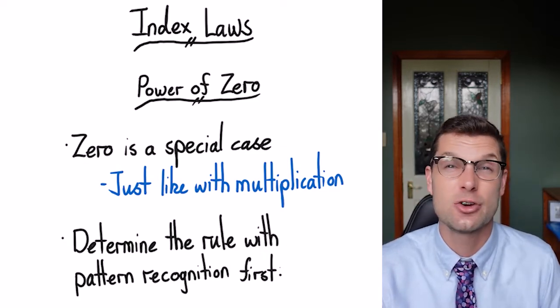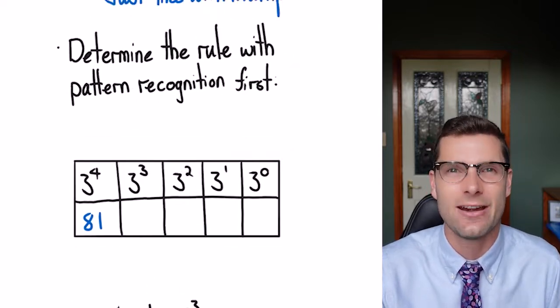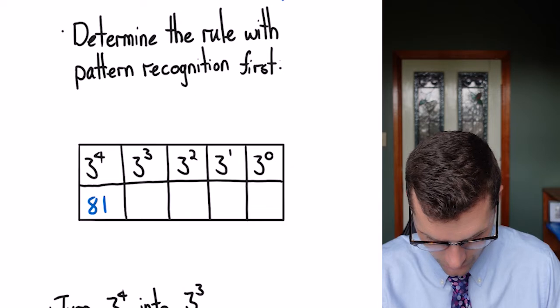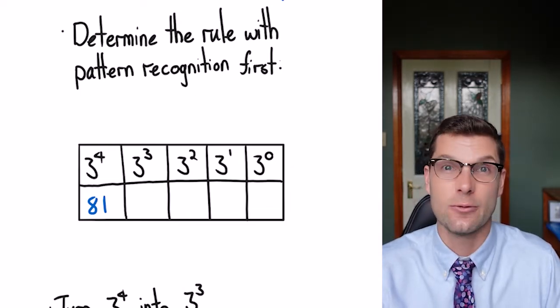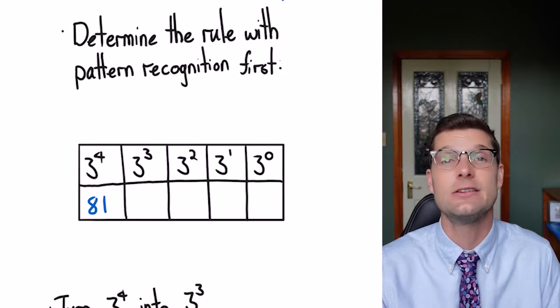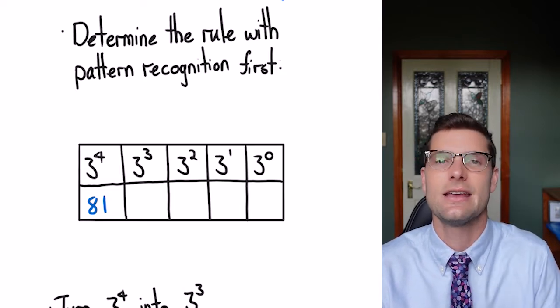The first thing we're going to do is prove this with pattern recognition, just so we can see how we're moving along. So this first one here, we've got 3 to the power of 4, and that's equal to 81. So 3 times 3 times 3 times 3 is 81.